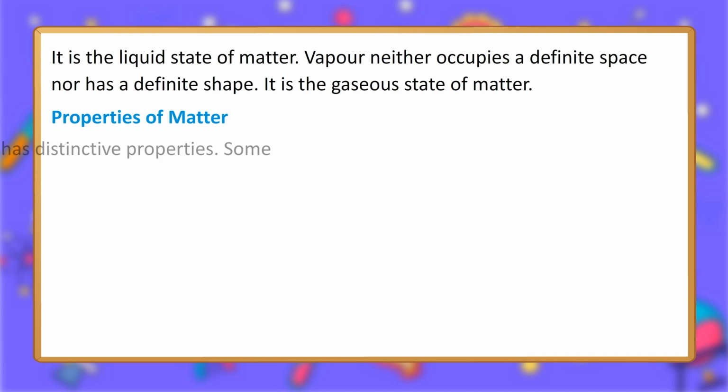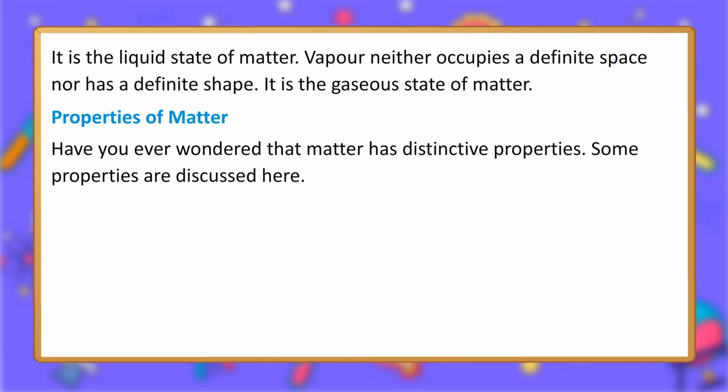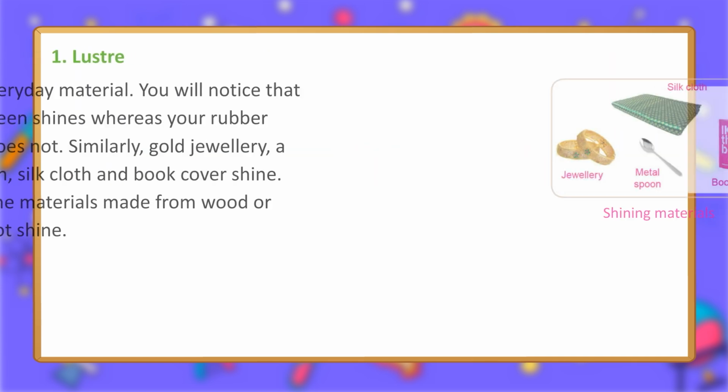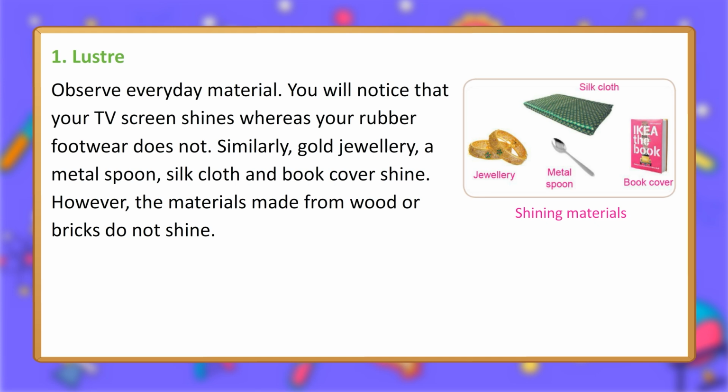Properties of matter. Have you ever wondered that matter has distinctive properties? Some properties are discussed here. 1. Luster. Observe everyday material. You will notice that your TV screen shines whereas your rubber footwear does not. Similarly, gold jewelry, a metal spoon, silk cloth and book cover shine. However, the materials made from wood or bricks do not shine.